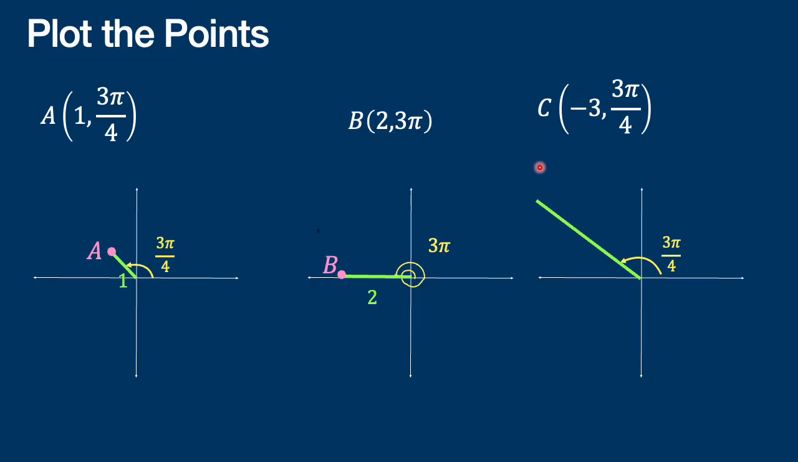Radius negative means rotation, this one, to the fourth quadrant. So that's going to be a rotation of 180. Now you find the point right there. That's the point C. C is going to be negative 3, 3 pi over 4. Here is 3 pi over 4.